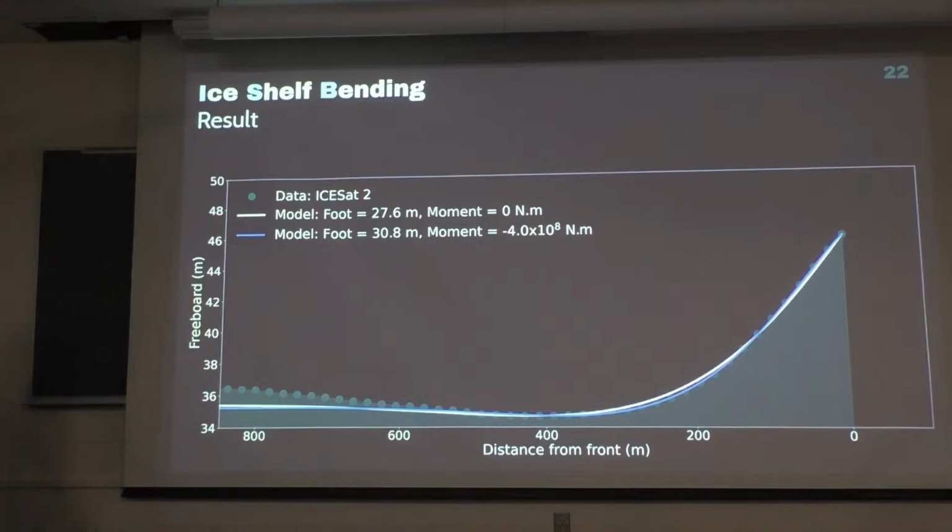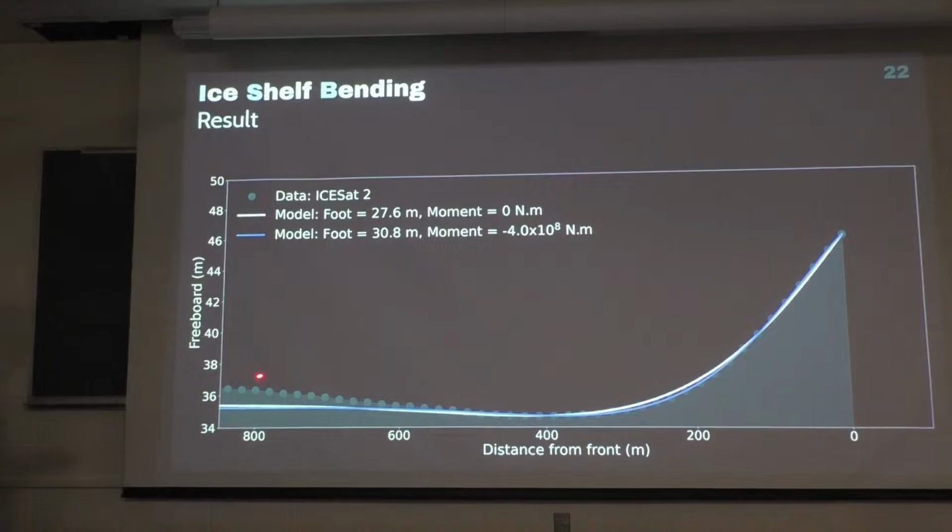This is the first one. The data I showed, the green dots, and the blue and white lines are the output from the model. The blue line is when I feed the data fitting both the foot and the moments, and the white line is when I feed the foot but fix the moment to be zeros.